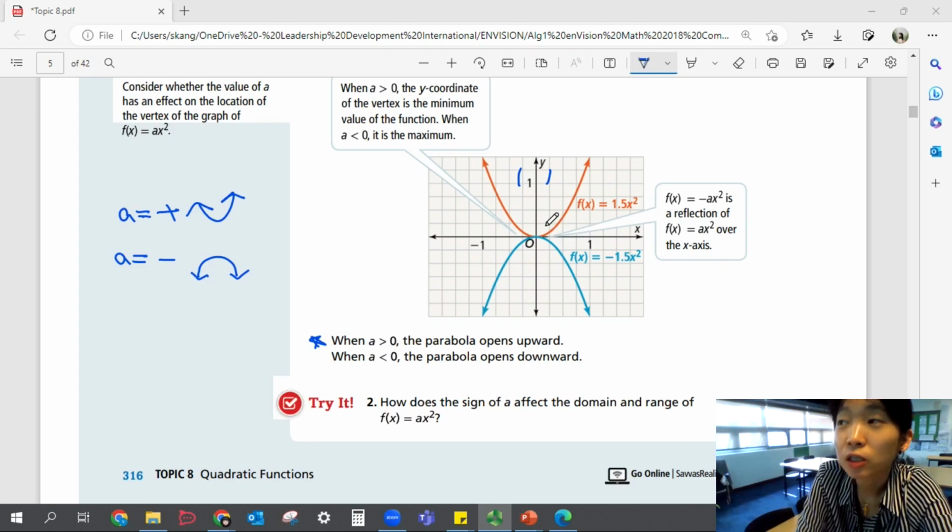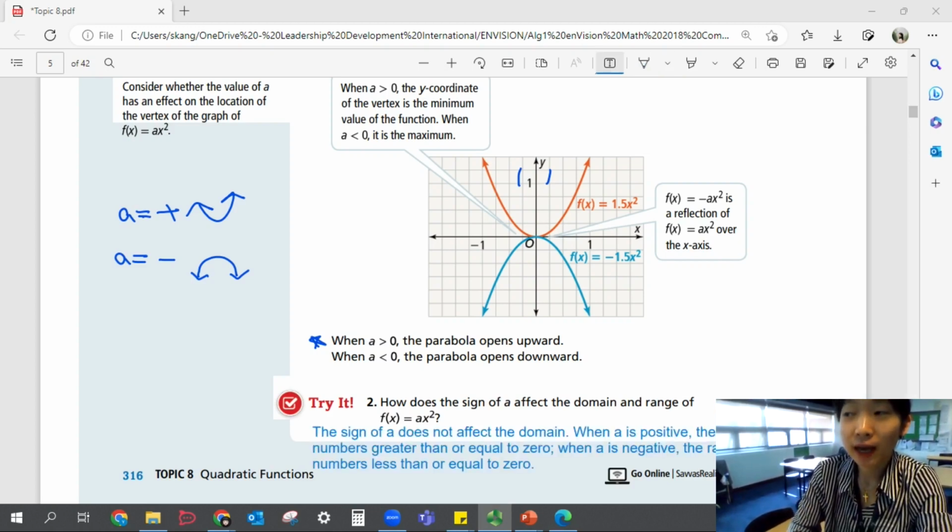But does it change the range? Does it affect the values of y? Obviously, yes. Your values of y were positive when a was positive. Your values of y become negative when a is negative. Okay? So the range is affected. Let's type that out.